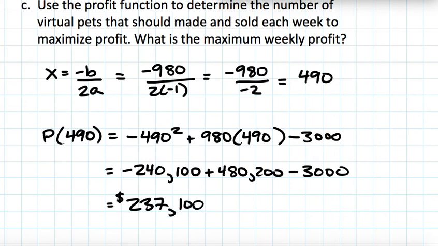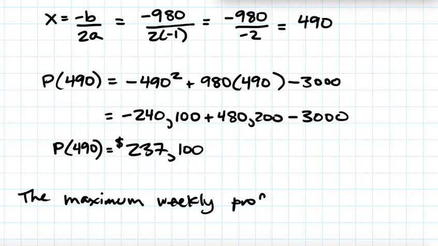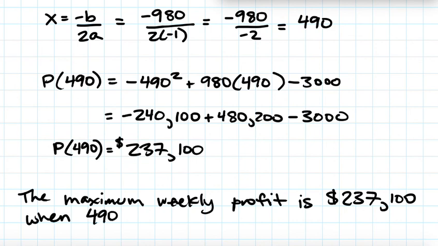So that's the profit, that's in dollars. And that's the most profit that I can make. And I make that profit when I make and sell 490 virtual pets. So the maximum weekly profit is 237,100 when 490 pets are made and sold.